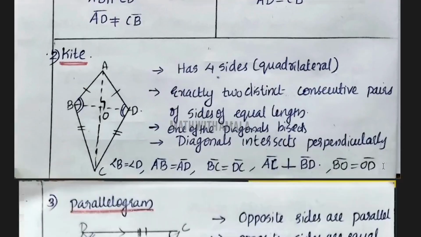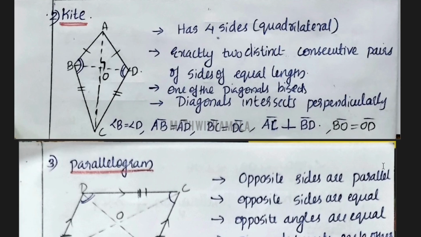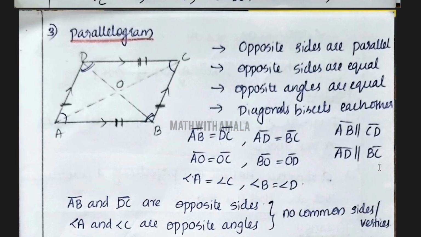Kite. A kite has four sides since it is a quadrilateral. Exactly two distinct consecutive pairs of sides are of equal length. So that means exactly two pairs: BC equal to DC and AD equal to AB. But AD is not equal to DC, and AB is not equal to BC. Okay, now one of the diagonals bisects the other. One of the diagonals, BD, is getting bisected here, and the diagonals are bisecting in a perpendicular way.